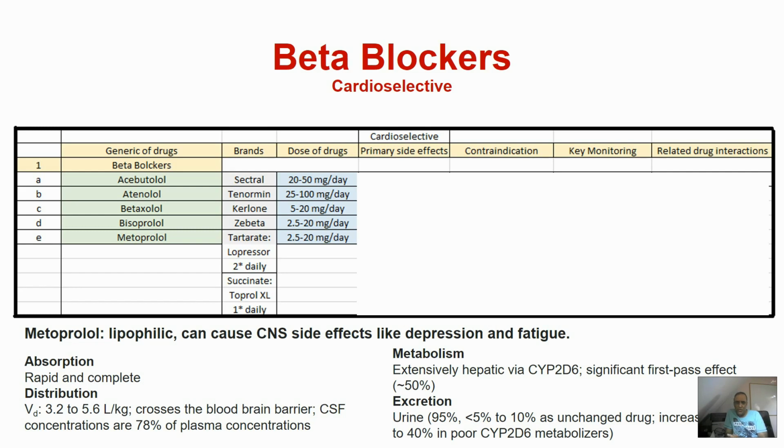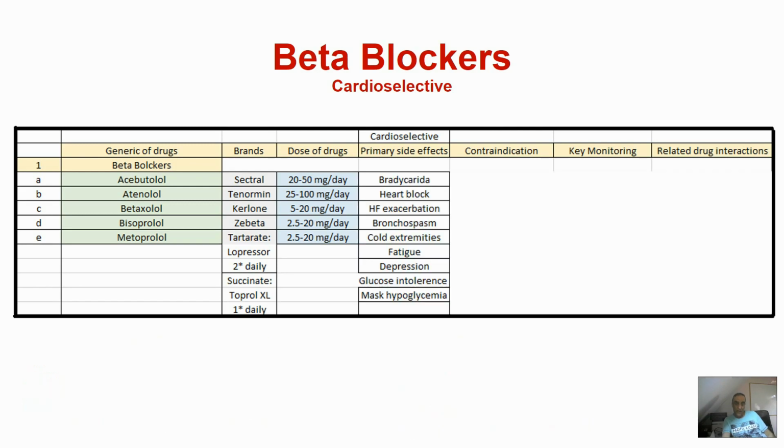Excretion is usually by the urinary system, 95%, of which 10 to 5% is unchanged, and this increases to 30 to 40% in poor CYP2D6 metabolizers. It can also happen because of drug interactions that affect this enzyme.